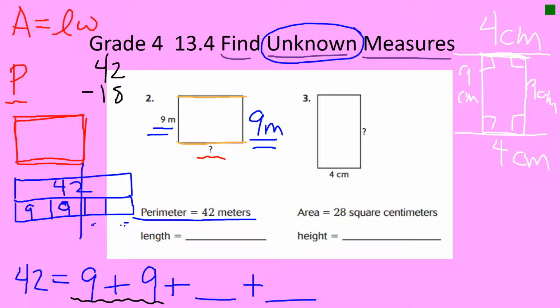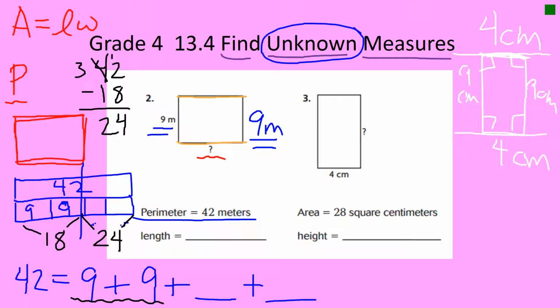18. All right, 42, take away 18. We have to regroup here. 3, 12 minus 18, 8, 9, 10, 11, 12, 4. 3 minus 1 is 2. So that's the 18 that we just took away from the 42. And those 2 sides together are 24.